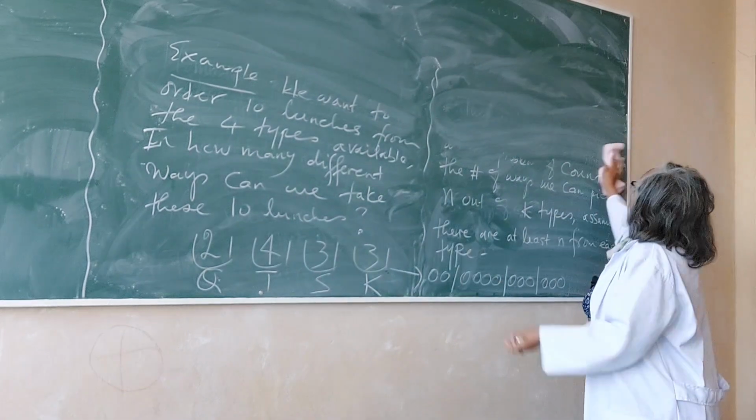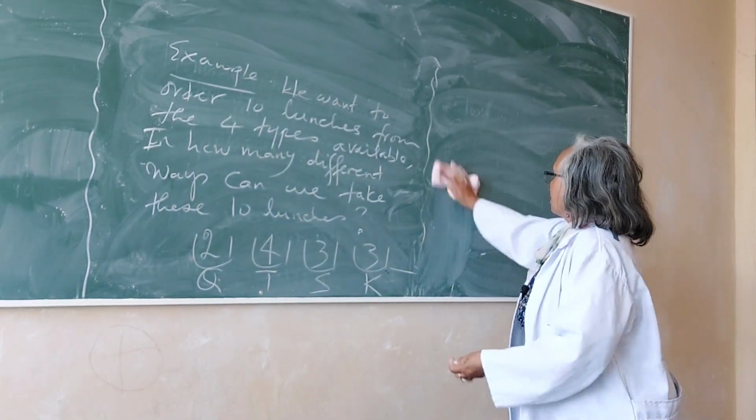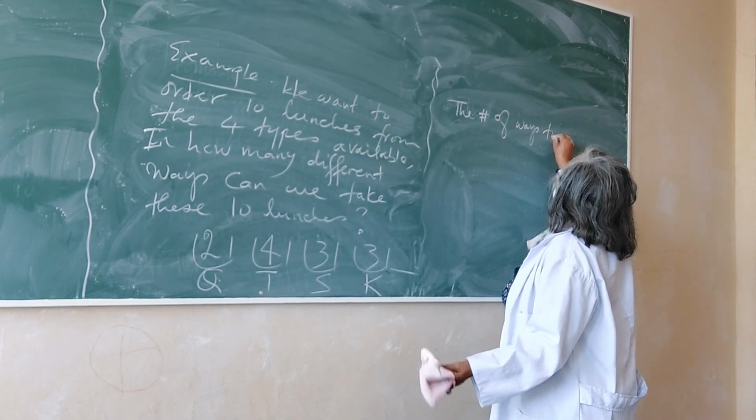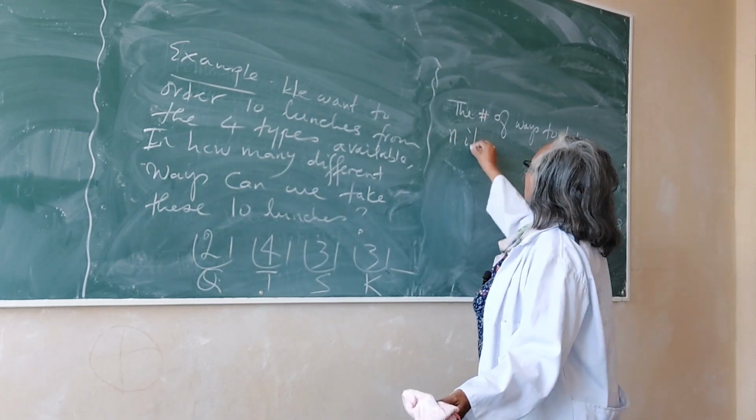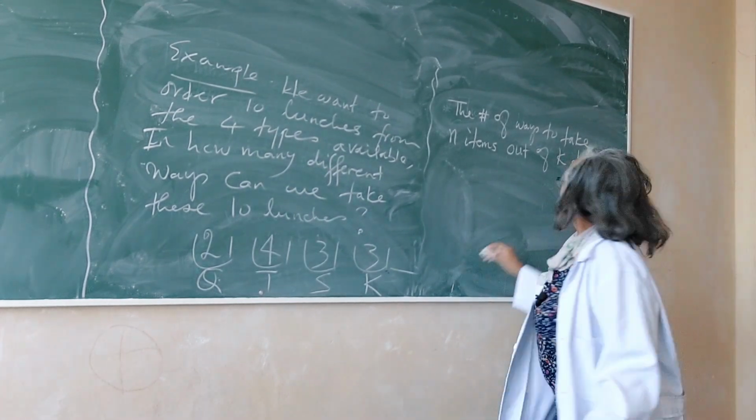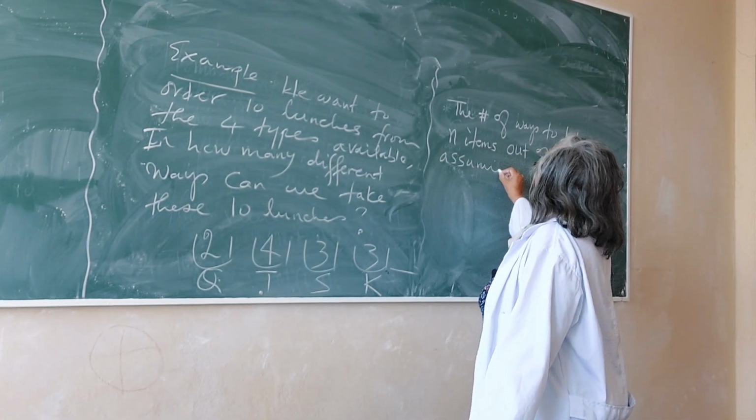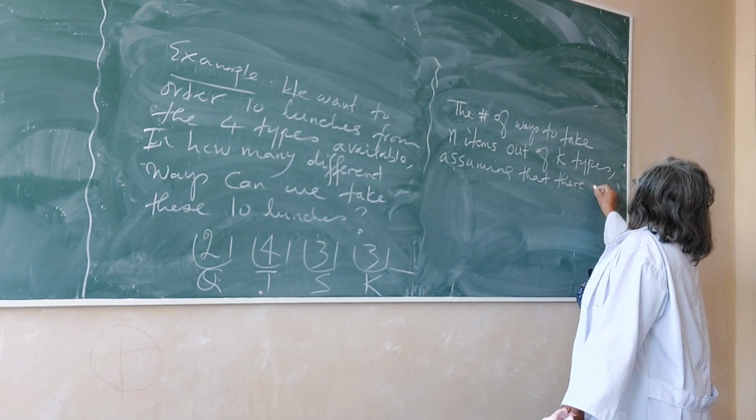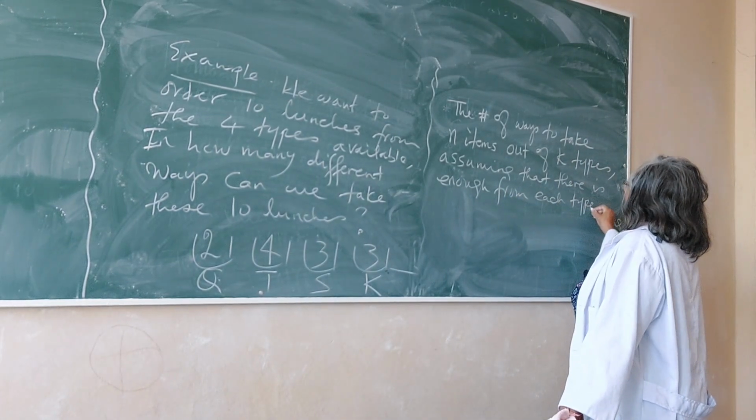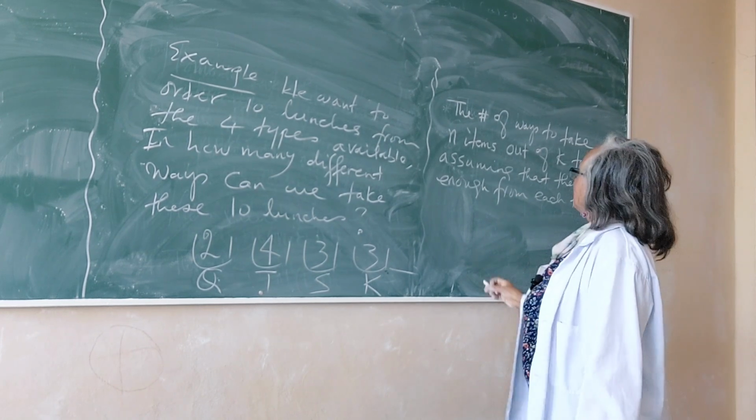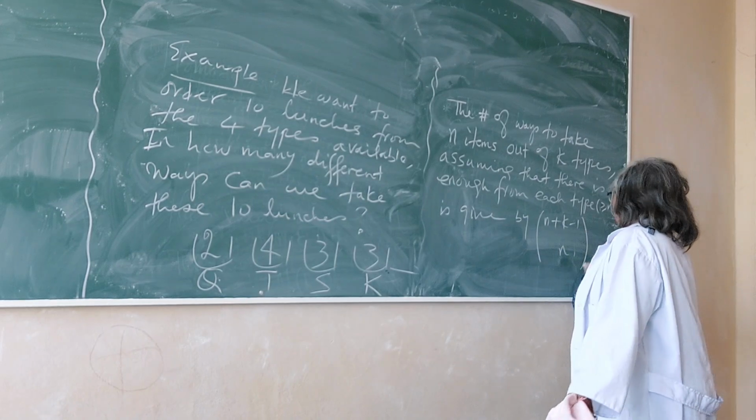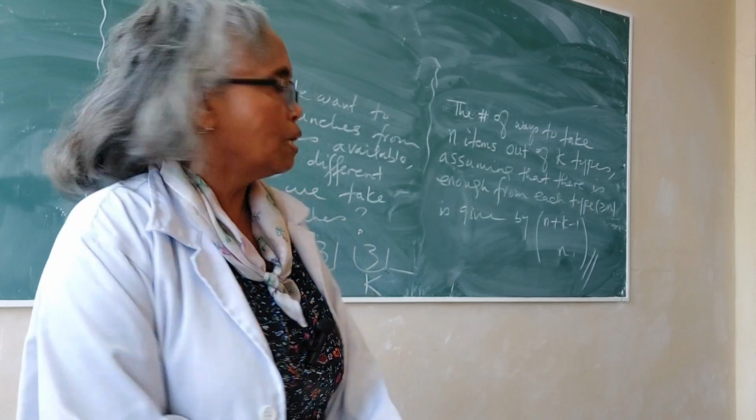So we can also consider it this way: the number of ways to take n items out of k different types, assuming that there is enough from each type, enough in the sense of greater or equal to n because we want to take n, is given by n plus k minus 1 choose n, by the same argument, the argument of bijection.